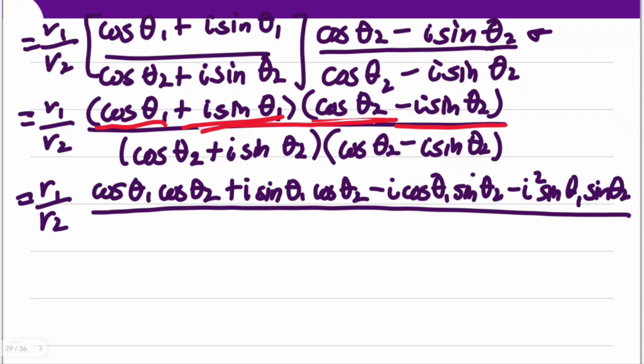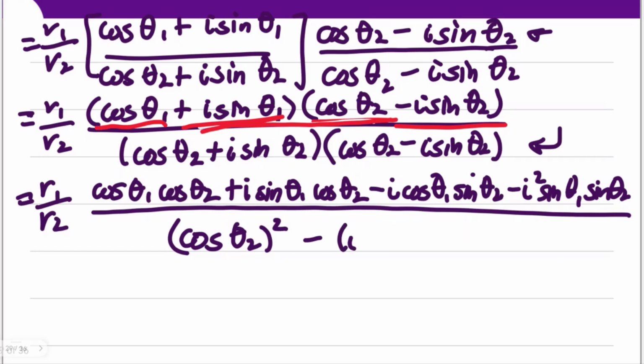For the denominator, take note I'm multiplying conjugates. Don't forget that if I'm going to multiply conjugates, just like in quadratic expressions and radical expressions, even here, we're just simply going to use the difference of two squares. Take the square of the first term, you have here minus, take the square of the second term.